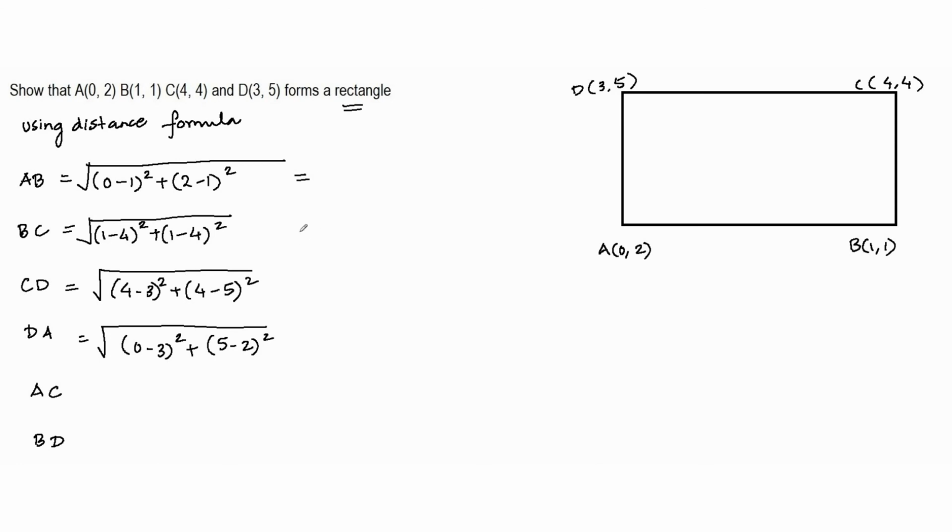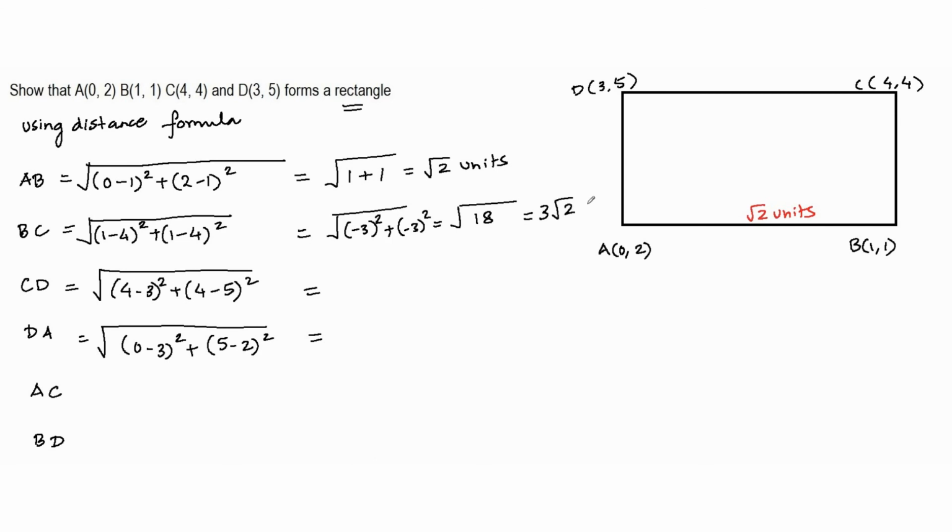So these are the distances. Let us now go ahead and calculate them. So this would be root of negative 1 square is positive 1 plus 2 minus 1 is also 1. So this becomes root 2 units. So the length of AB is equal to square root of 2 units. Let us now find the length of BC. So BC would be under root of negative 3 the whole square plus negative 3 the whole square. That's going to be square root of 9 plus 9, that's 18. And I know that I can write root 18 as 3 root 2 units. That means the length of BC is equal to 3 square root of 2 units.